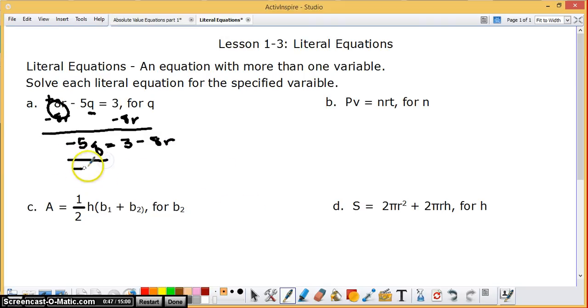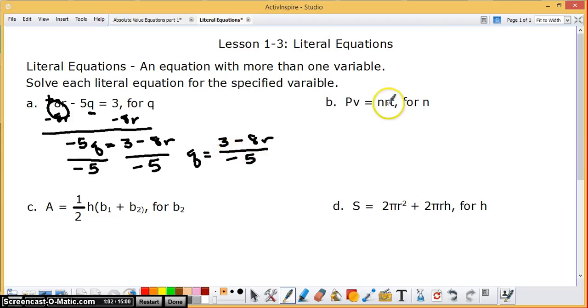Then we're going to divide by negative 5 on both sides, and we get that q is equal to 3 minus 8r over negative 5. And that's where you can stop.